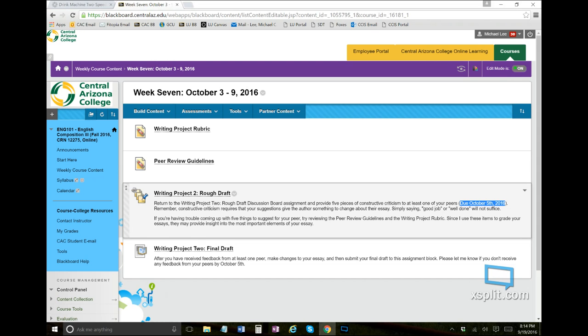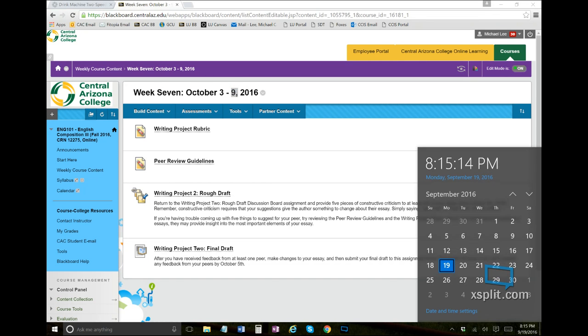Once you see what suggestions other people made for you to change, pick out which ones you actually want to make. You're not bound by contract to make all of the suggestions that people make. Sometimes people make bad suggestions, so be aware of that. If you don't like a suggestion, don't do it. But figure out whichever suggestions you're going to take, make those changes, and then turn the final draft in, that changed version, by the 9th of October. Again, this is the 19th, so I'm a little ahead, but turn that in by the 9th at midnight.